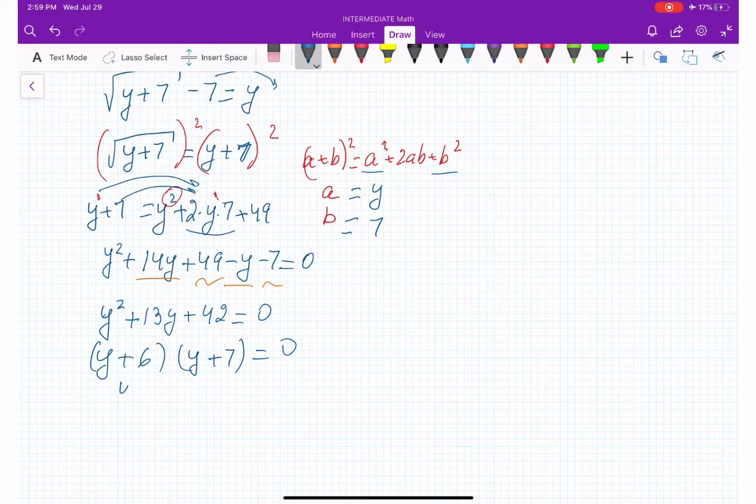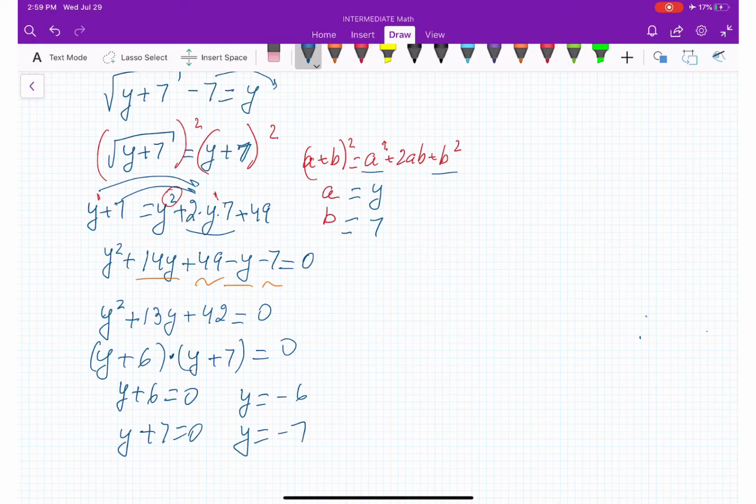So from here, either y plus 6 is equal 0. Again, why do we take one or another? Because when you take two numbers, a times b, you get equal 0. What does that mean? That means either a is 0 or b is 0, right? So 0 times b is 0, or a times 0 is 0. That's why. Okay. So y is equal here negative 6, and y plus 7 equals 0. Y is equal negative 7.